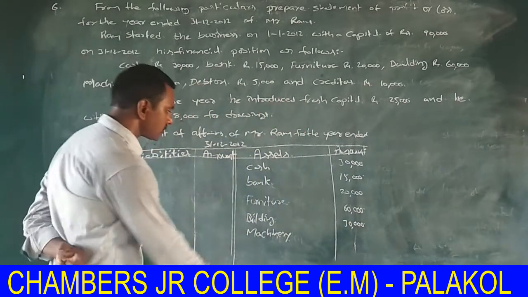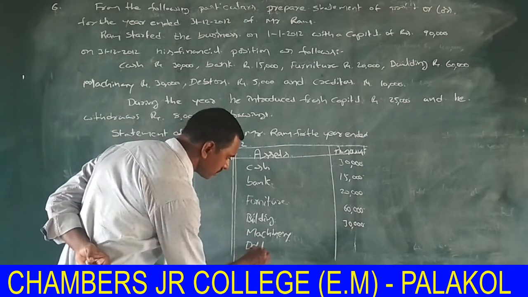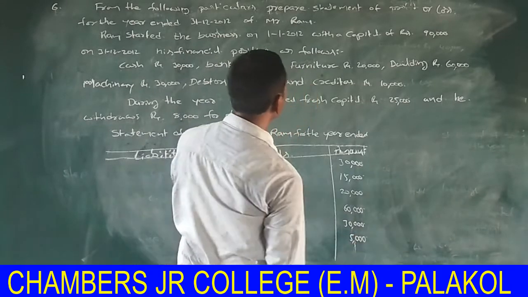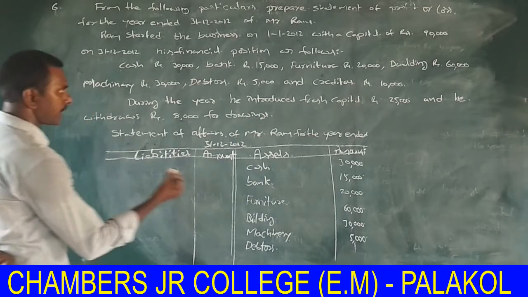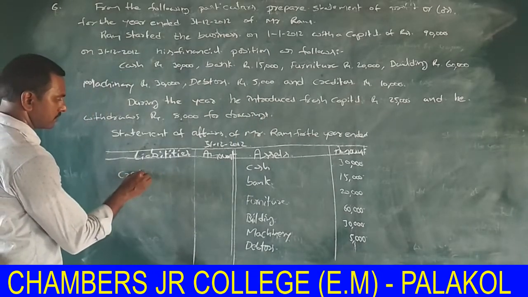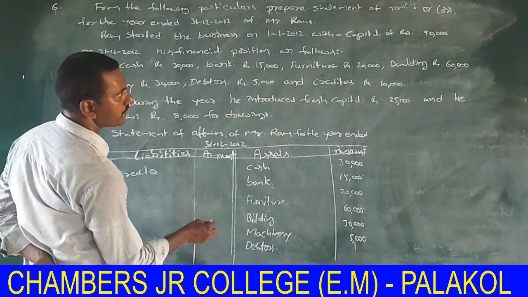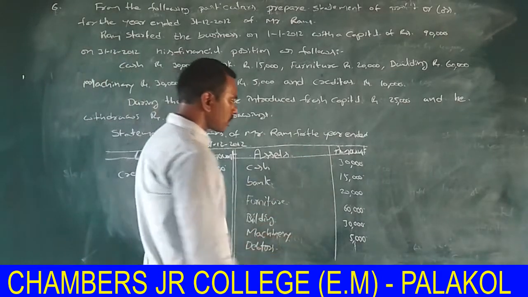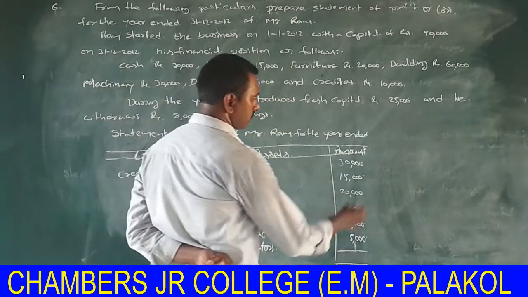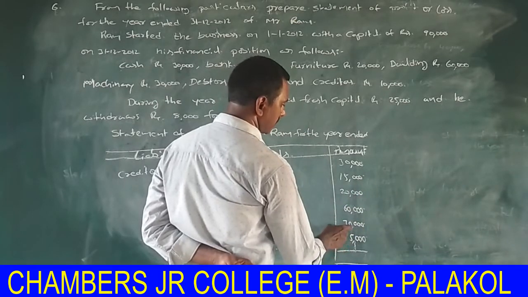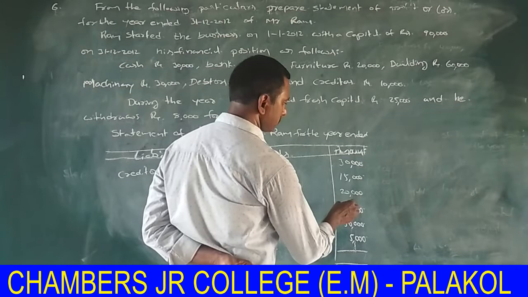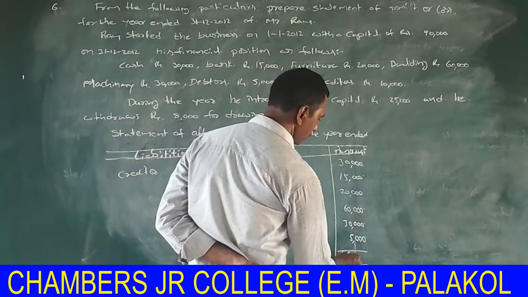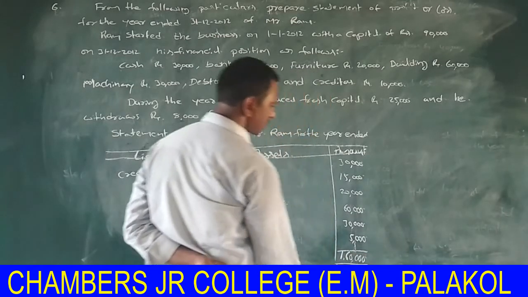Next, debtors, also an asset: rupees 5,000. And creditors is a liability, taken to the liability side: rupees 10,000. So these are the assets and liabilities. Now take the total of the assets: 5,000, 35,000, 95,000, 1,15,000, 1,30,000, 1,60,000. Total of the assets is 1,60,000.